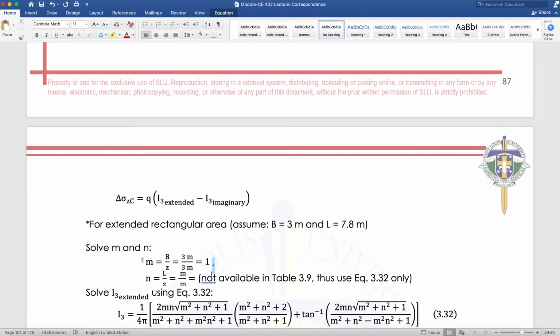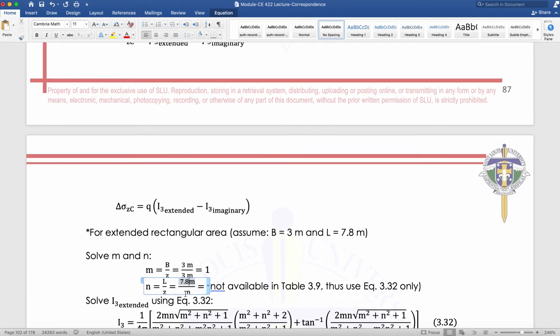So, 7.8 divided by 3 is equivalent to, sabayan nyo ako sa calculator. So that is equivalent to 2.6. Now let's check whether it is available or it's not available in our table.